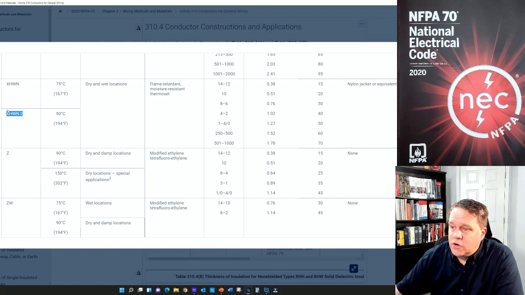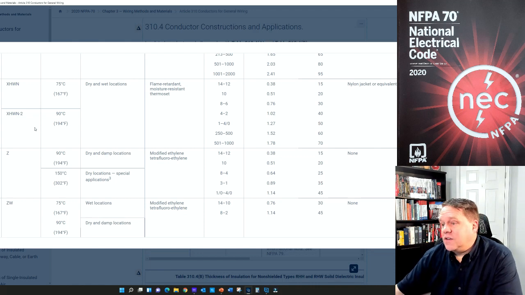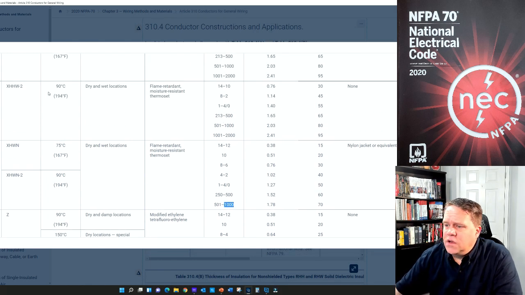XHHW-2. So we have a cross-linked polyethylene thermoset product. 1 H is only 75 degrees, but that -2 means it's 90 degrees wet, dry, or damp. The W means wet location. The N gives us a nylon outer jacket. XHHW-2 is the stuff, make no mistake. Rated 14 gauge up to 1000. You can get XHHW in sizes all the way up to 2000 kcmil.